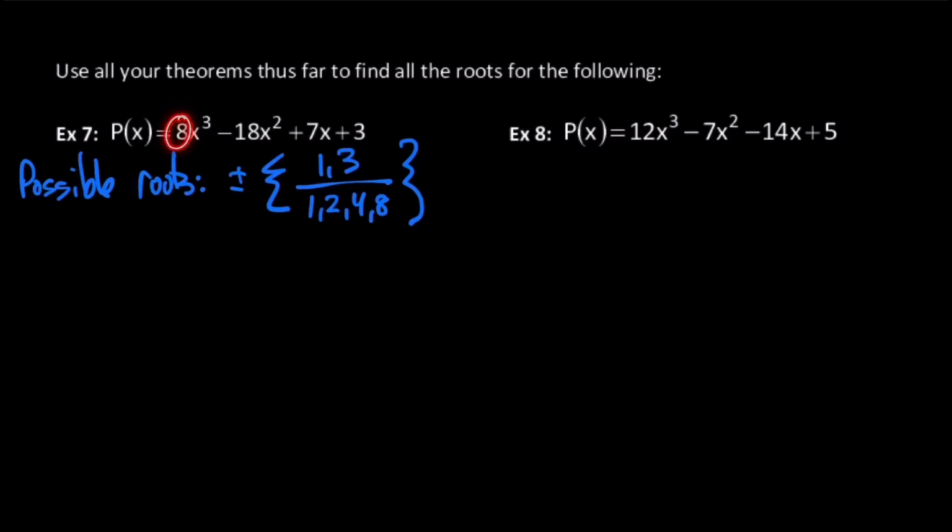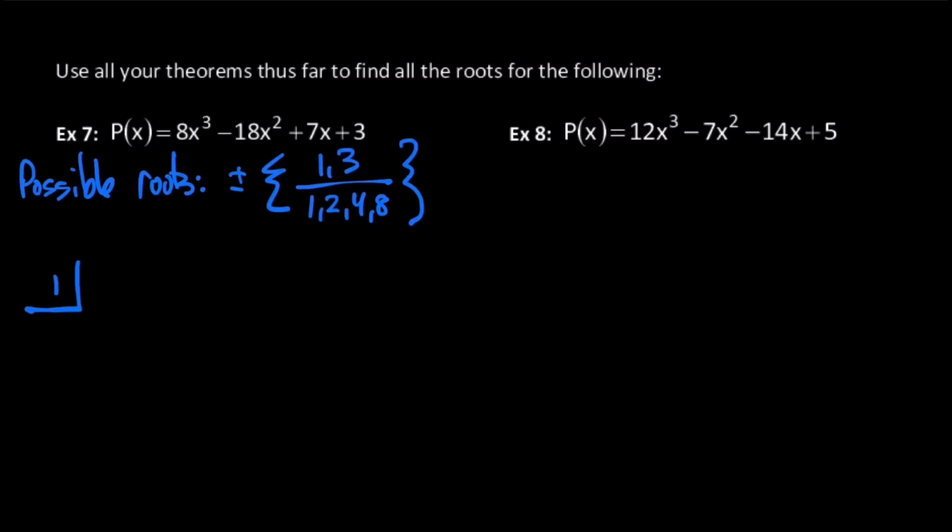I've got 8 minus 18. If I combine those, that gives me negative 10. Plus 7, now I'm at negative 3. Plus 3. So if I add all of these coefficients, that's going to be 0. That means I know x equals 1 is a root. So that's the first thing I would test. That's usually the fastest.